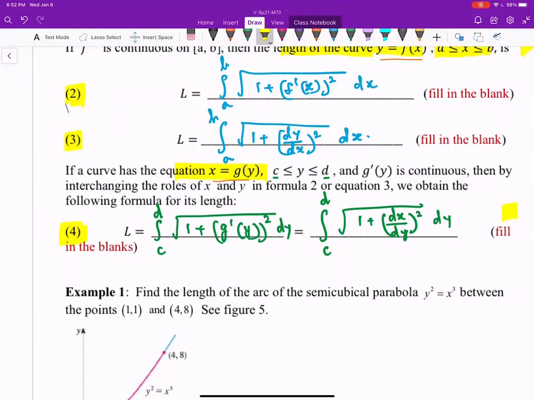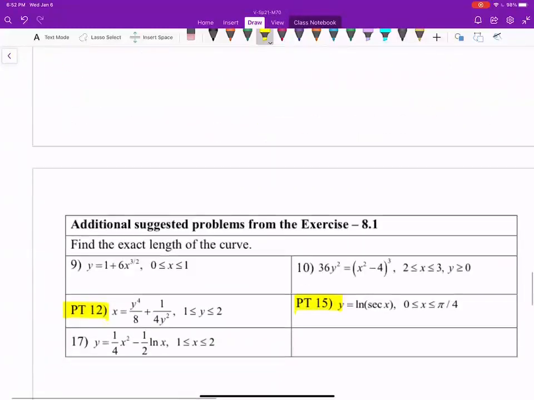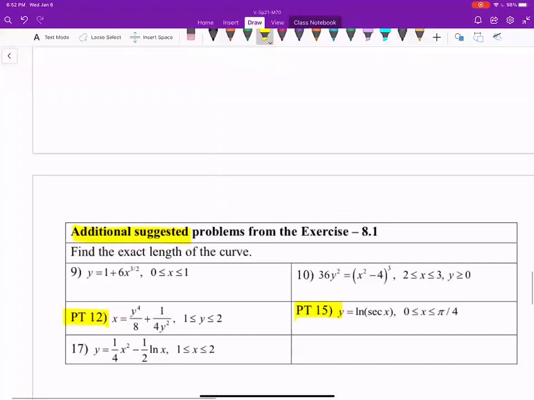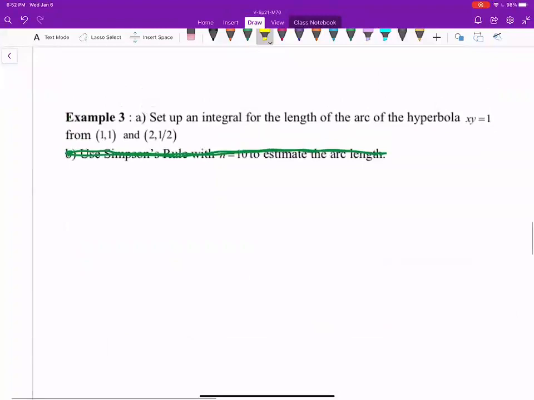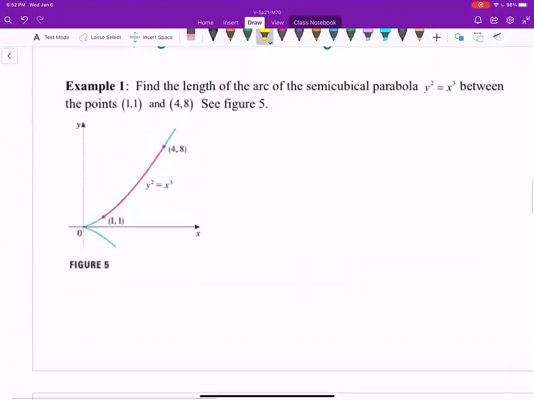And then there are a bunch of videos for the additional suggested problems, which you can find in the section videos as well. There are about 4 problems to refer to, to learn the various forms of this arc length. So let's do the first example.